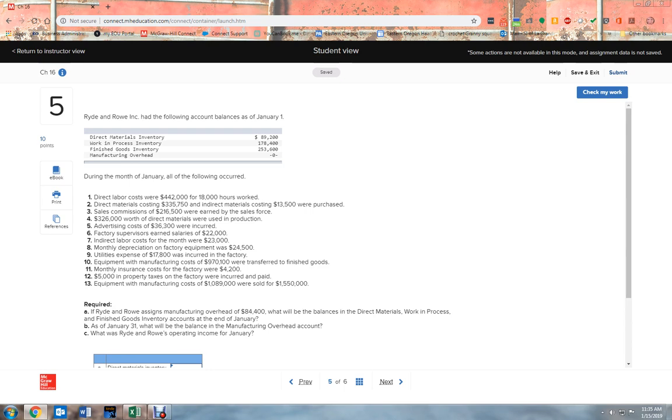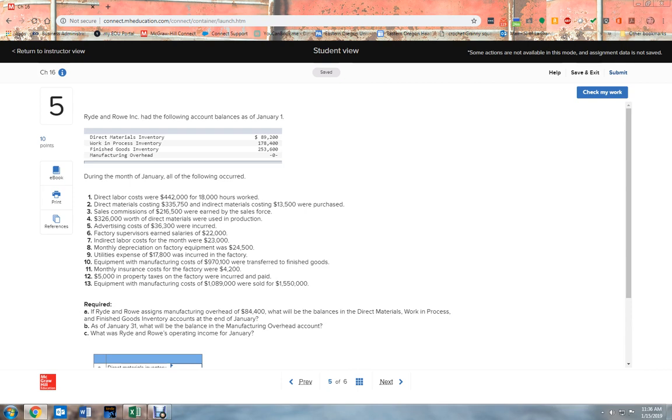We have direct labor costs, direct materials, sales commissions, direct materials used in production, advertising costs, factory supervisor salaries earned, indirect labor costs, monthly depreciation on factory equipment, utilities expense, equipment with manufacturing costs that were transferred to finished goods, monthly insurance costs for the factory, $5,000 in property taxes, and equipment with manufacturing costs of $1,089,000.